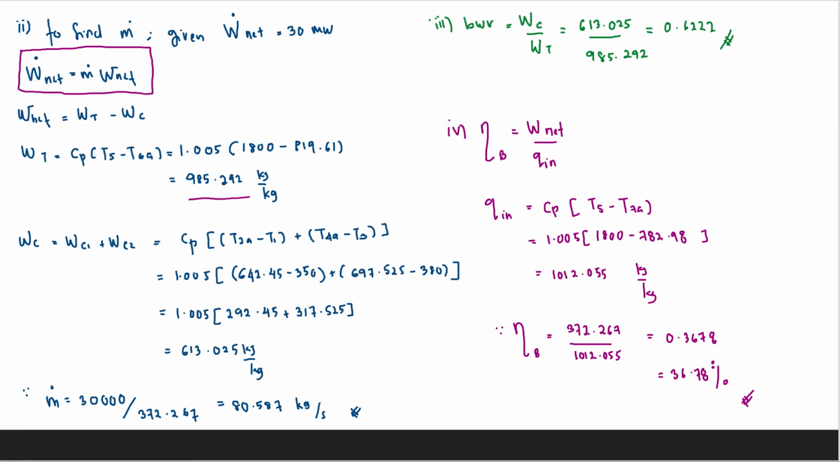36.78%. So I hope you understand the example of the Brayton cycle with intercooling.